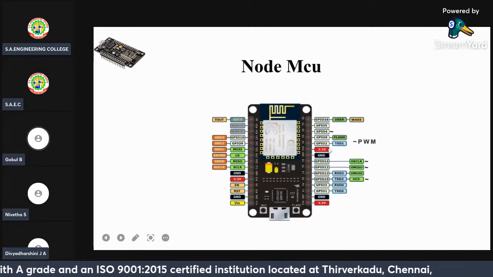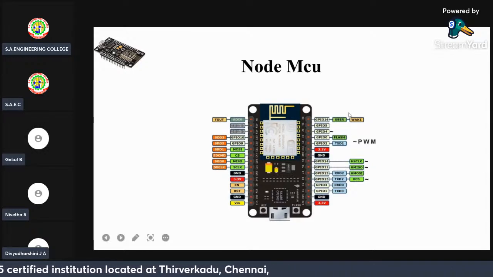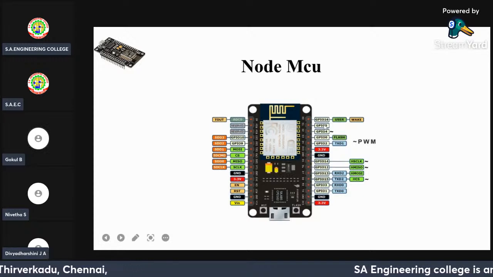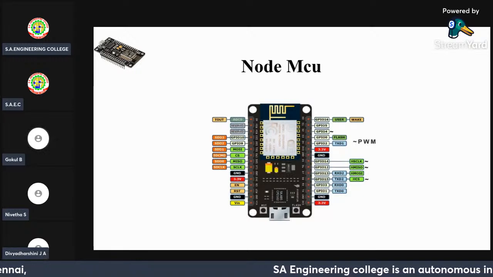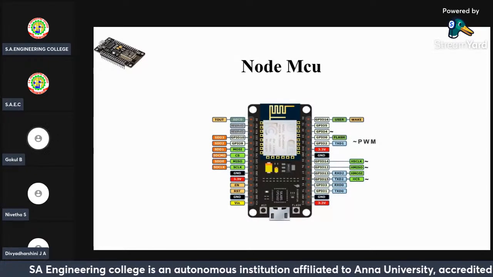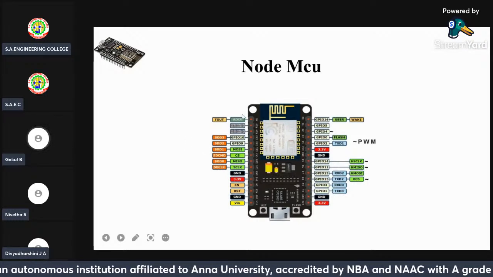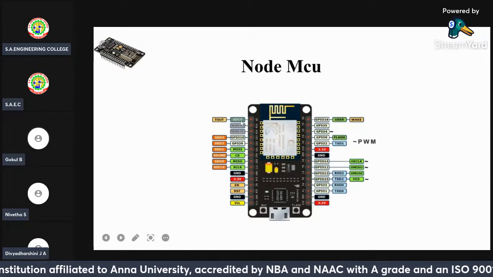Here you can see there are 13 GPIO pins, that is general purpose input and output pins. We can control these pins as both input and output. But one disadvantage of this NodeMCU is it has only one analog pin. That's one small disadvantage.